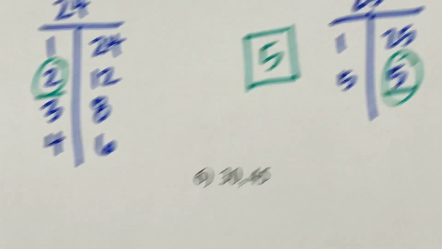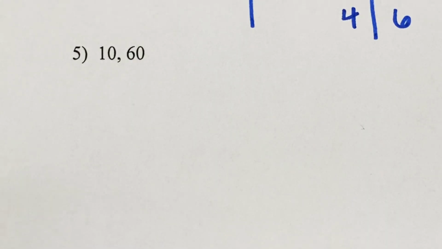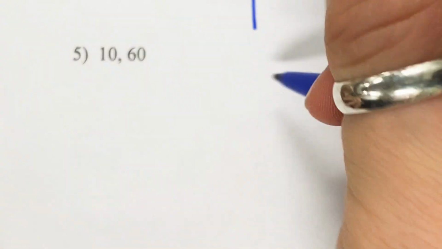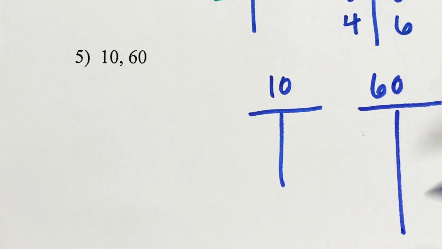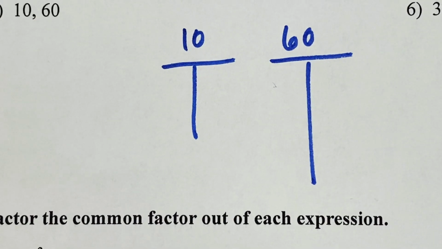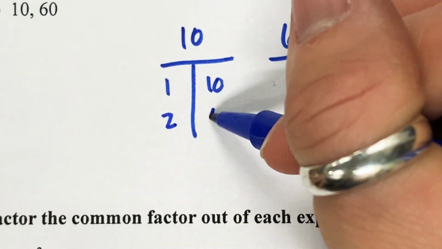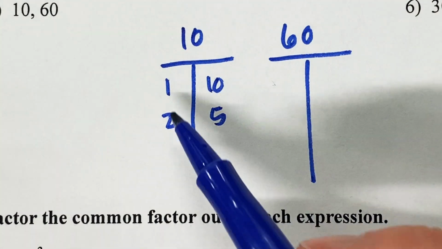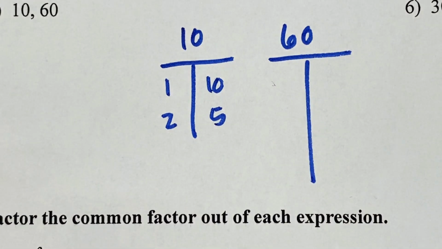Okay, let's do it for 10 and 60. So, a factor list for 10 and a factor list for 60. For 10, we have 1 and 10 and 2 and 5. Okay, 3 does not go into it. 4, 5, yes, we already got it, so we're good.